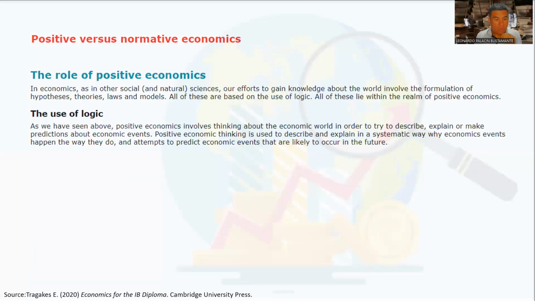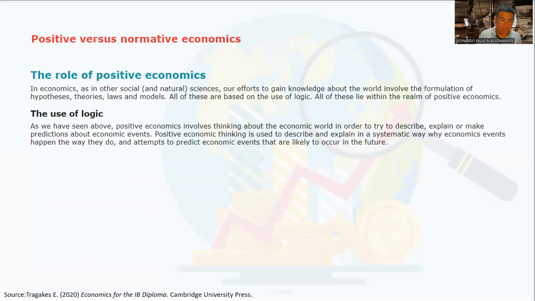Now, what is the role of positive economics? In economics, as in other social and natural sciences, our efforts to gain knowledge about the world involve the formulation of hypotheses, theories, laws, and models. All of these are based on the use of logic. All of these lie within the realm of positive economics. So we are now getting in depth, getting inside the world of positive economics.